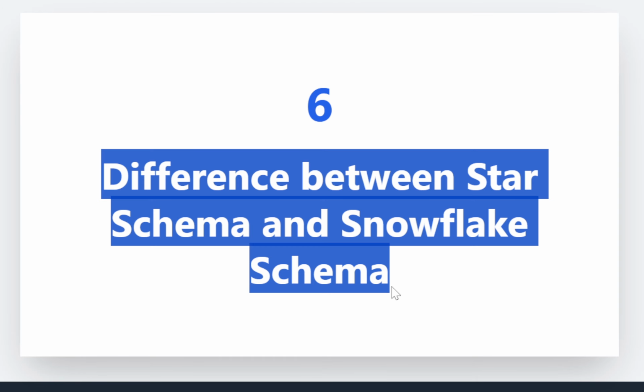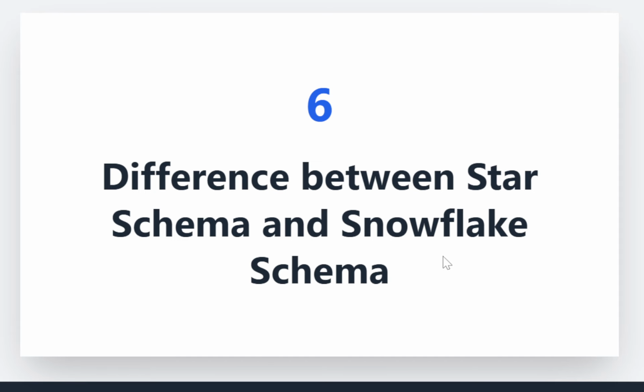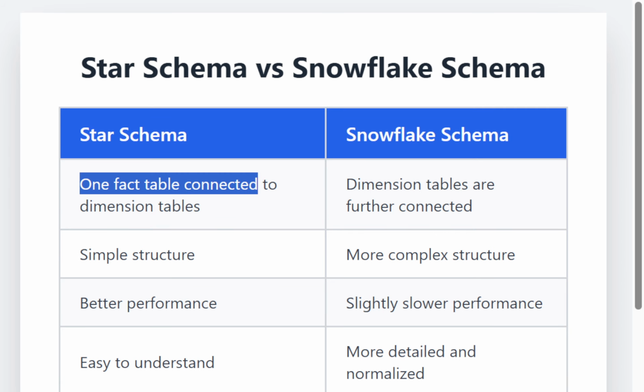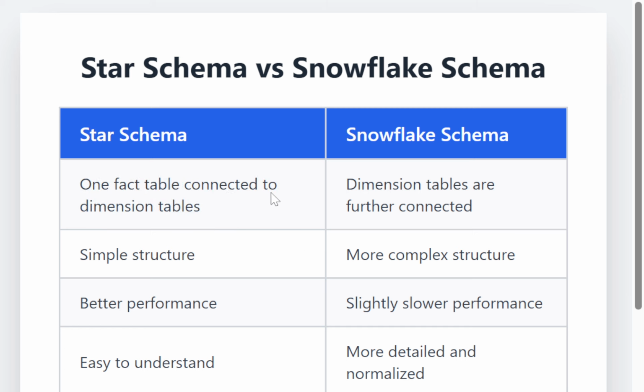Now coming to this one, the difference between star schema and snowflake schema, one of the most asked questions. Star schema is one fact table connected to multiple dimension tables, in such a way that in the middle there is a fact table, and that fact table is connected to the multiple dimension tables through a direct connection. But in snowflake schema, dimension tables are further connected. So one dimension table can connect with another dimension table, and then the fact table is there.